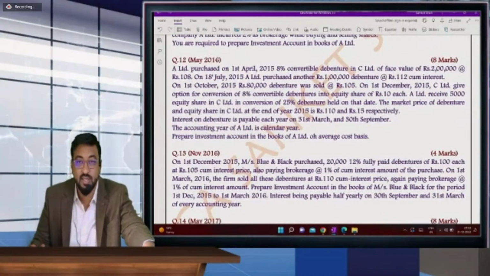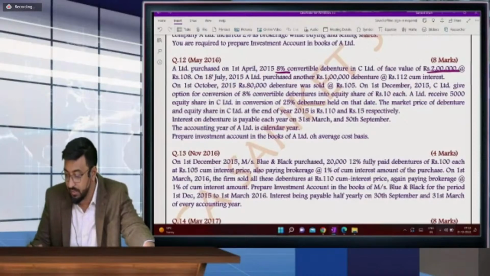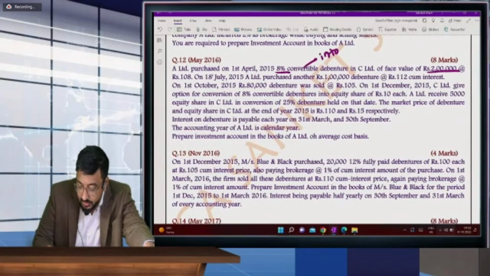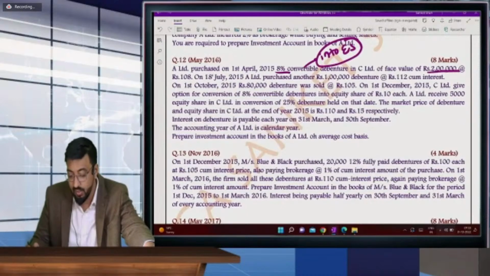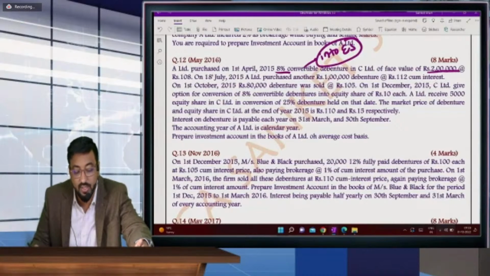A Limited purchase on 1st April 2015 8% convertible debentures, value of rupees 2 lakhs. Convertible means what? Convertible into equity shares. So after a certain time, they will get converted into equity shares. So the debentures investment account has a debit balance. After conversion, equity shares will have a debit balance and the debentures will go away from you. So debentures will be removed from your balance sheet and instead of that, equity shares will come. Okay.